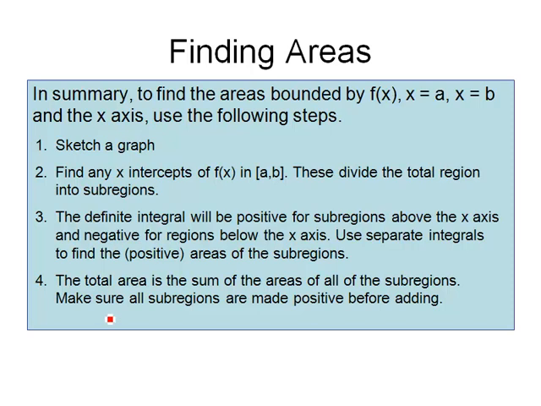Lastly, the total area is the sum of the areas of all of the subregions. Make sure all the subregions are made positive before you add. That way you don't get any cancellation. And so that's what we did in our previous step when we broke it up from 0 to 3 and 3 to 5, because 3 was an x-intercept.